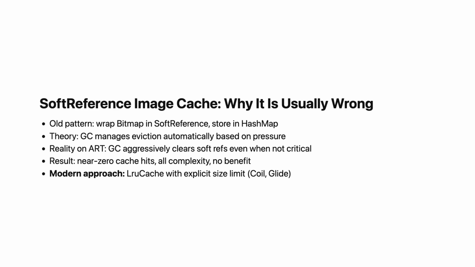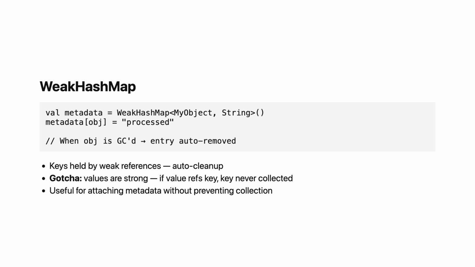Soft reference caches are unpredictable and usually underperform compared to a well-configured LRU cache. WeakHashMap is a specialized hash map where the keys are held by weak references. When a key is garbage collected, the entry is automatically removed from the map. This is useful for associating metadata with objects without preventing their collection.